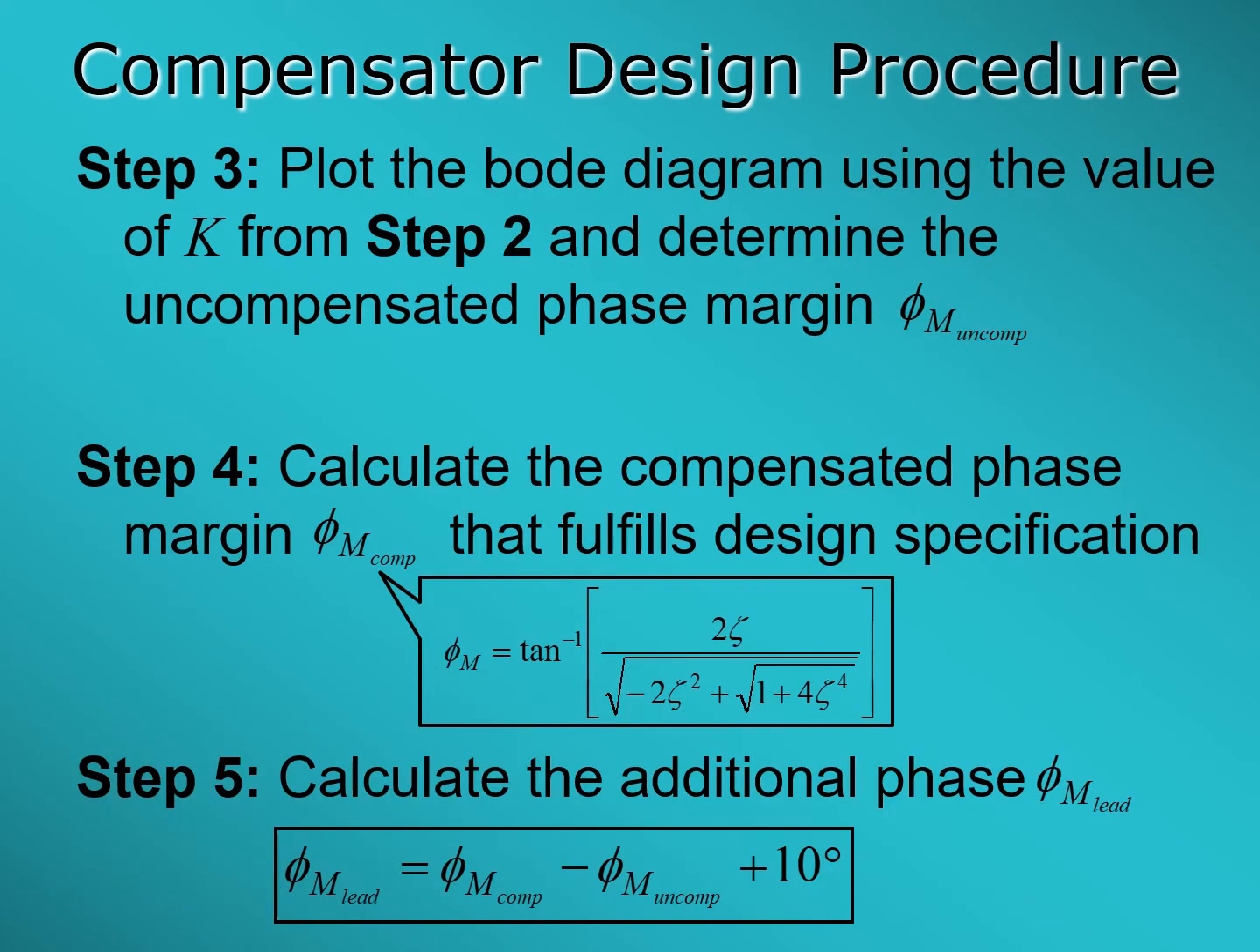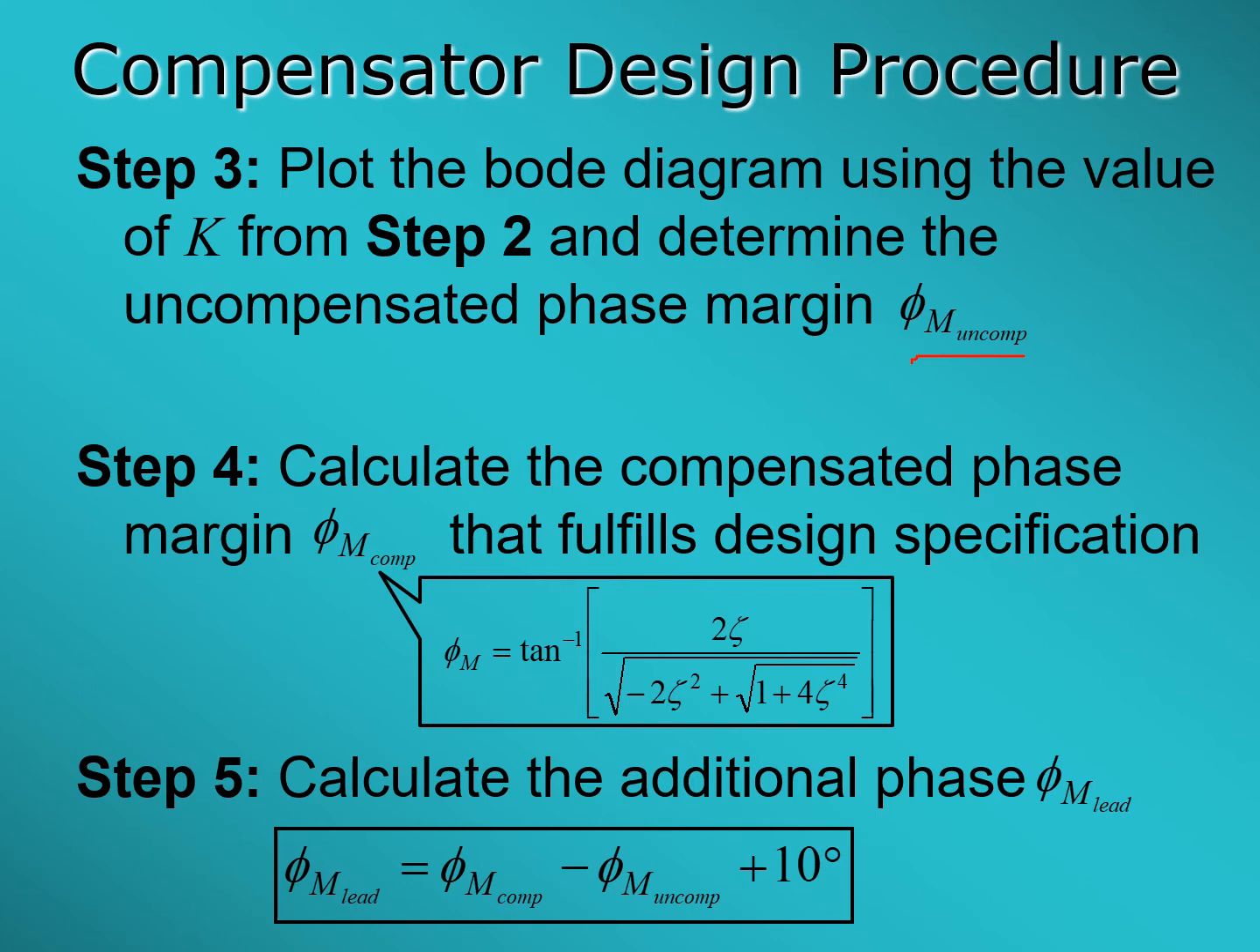Okay, step number 3, plot the Bode diagram using the value of K from step number 2 and determine the uncompensated phase margin, PM uncompensated. So this is basically from the knowledge of the previous chapter, which is the Bode plot. I hope you're already familiar with how to plot the Bode diagram. In this case, I suggest that you use Scilab to plot the Bode diagram.